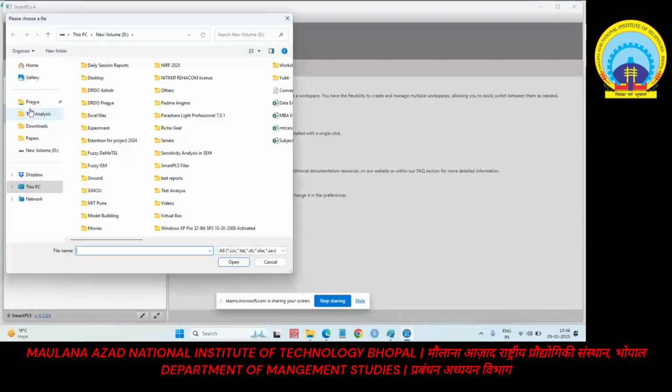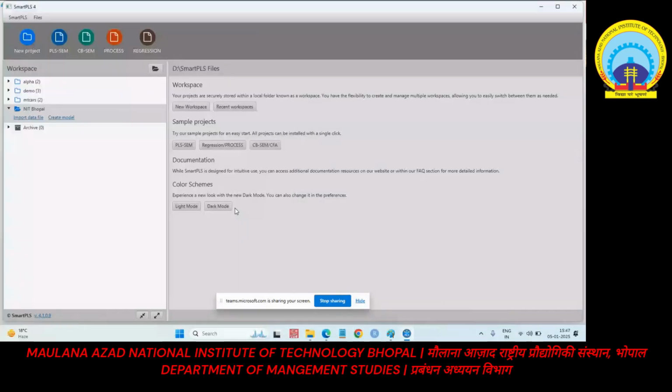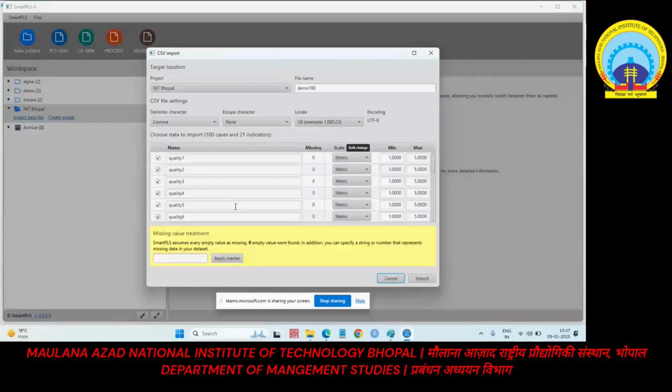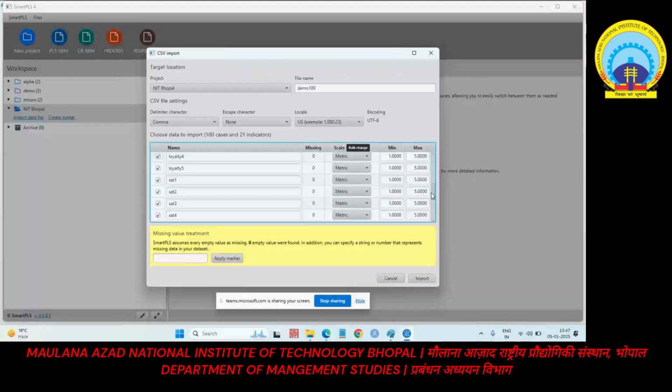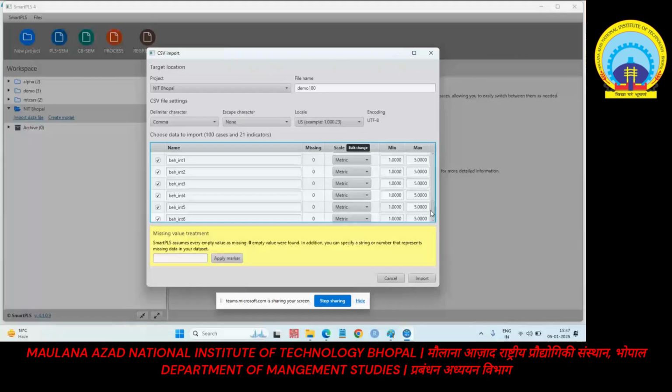So import the data file, demo 100, import. Now the very first thing, when you say import, you should pay a little attention here and quickly go through the minimum and maximum. Don't be in a rush to click on import. If it's a Likert scale, you should do the data cleaning part. There are 5 things in data cleaning, hope you are aware of that. But quickly go through. Minimum is 1, maximum is 5. If there is any mistake anywhere, we can rectify. No mistake, we can import it.